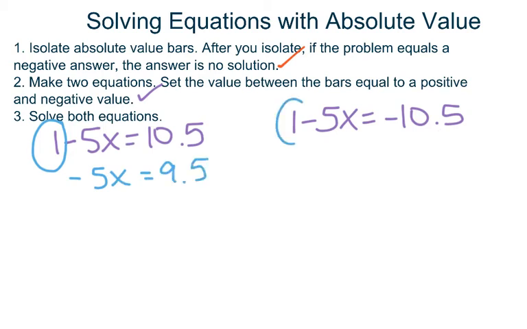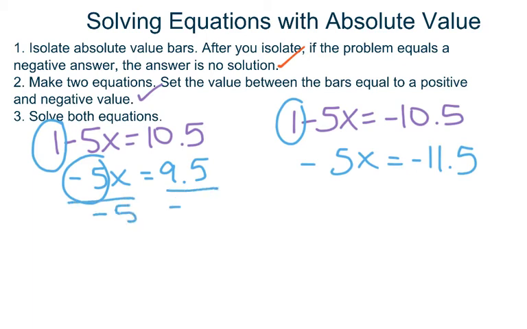Same thing with this one. I need to get rid of the positive 1, so I'm going to subtract 1 from both sides. The next thing I need to get rid of is the negative 5. And since the negative 5 and x are being multiplied, I'm going to divide both sides by negative 5.